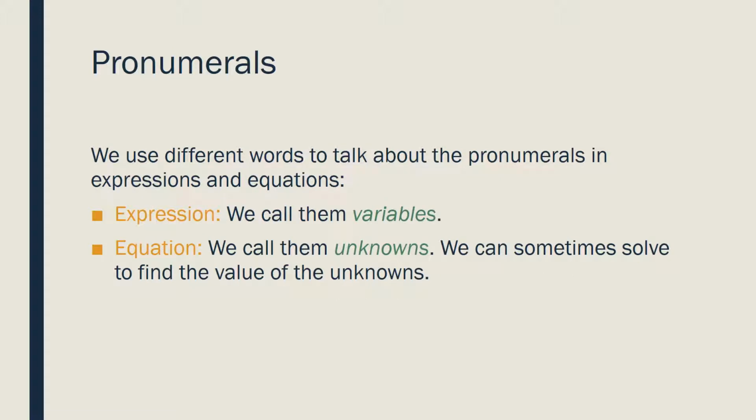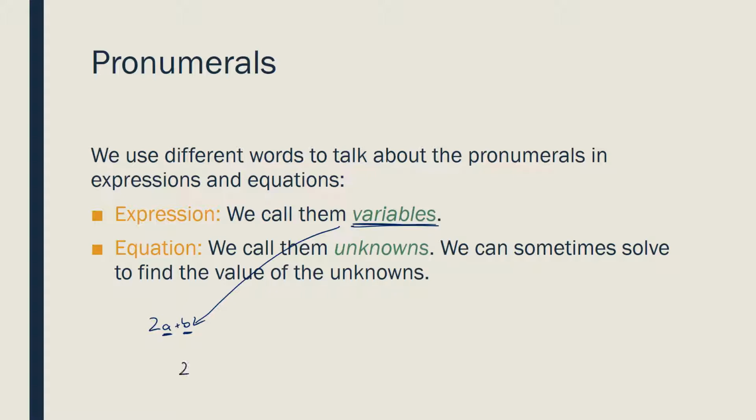Now we're quickly going to talk about pronumerals, or the letters that we use in expressions and equations, and the correct terms that we can use there. So if we have an expression, something like 2a plus b, the pronumerals, our a and our b, we're going to be calling them variables. So the way that we should refer to them is as variables.